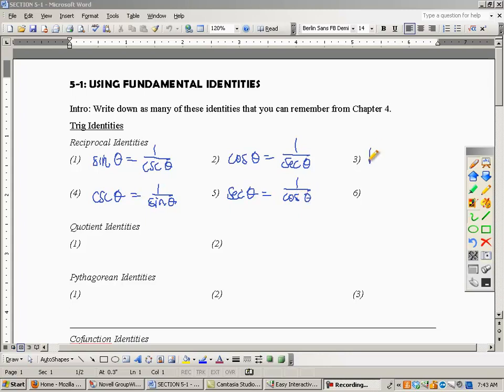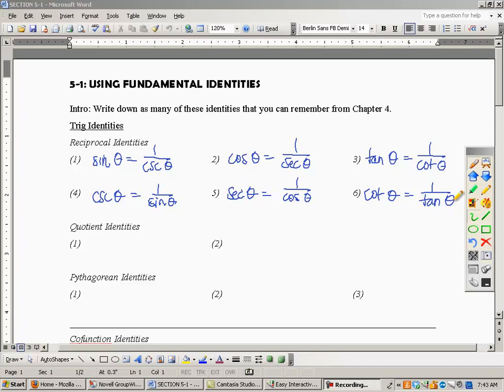And the last type, the tangent of an angle is the reciprocal of a cotangent. And the cotangent of an angle is the reciprocal of a tangent. Now, 4, 5, and 6 are probably the ones we use the most often, but we want to keep in mind that you can write each of the original sine, cosine, tangent trig functions as a reciprocal if you'd like.